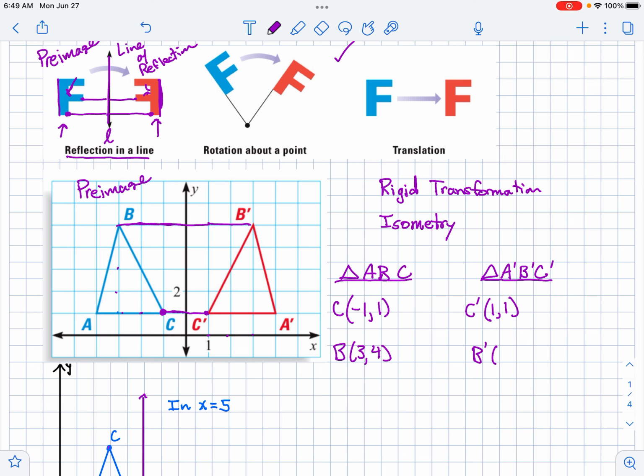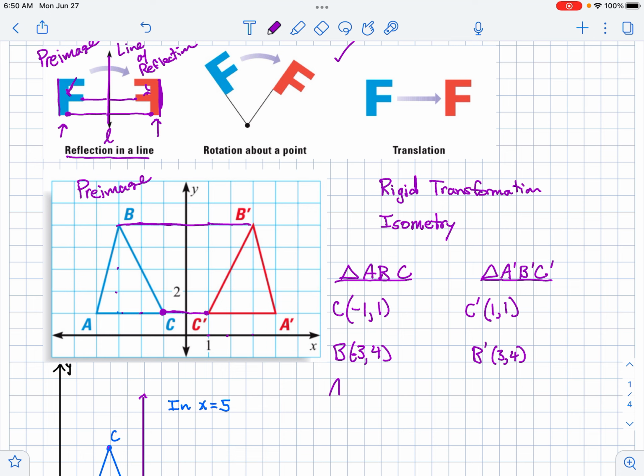3 units to the left to get to B, 3 units to the right to get to B prime. So this, oh, I said 3. This is -3. Sorry about that. This one's going to be 3, 4. Yeah, I messed up there. Sorry about that. And we would do the same thing for A.